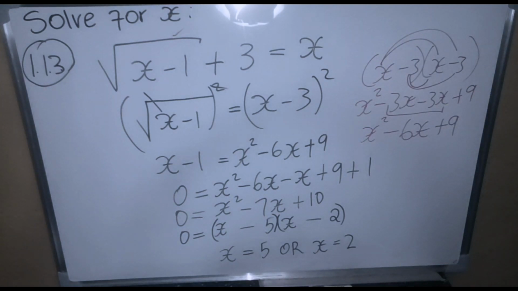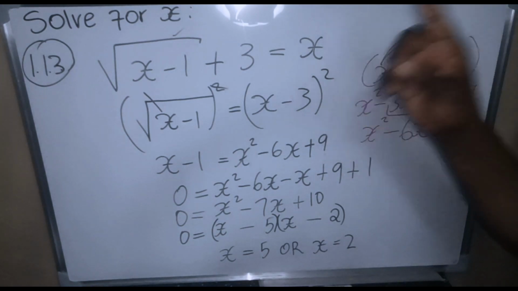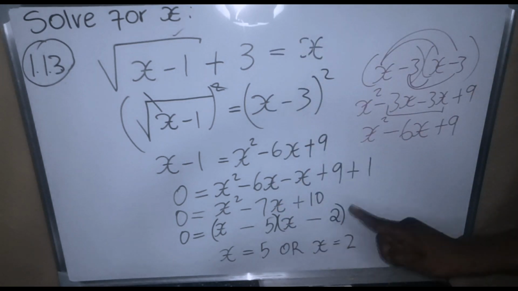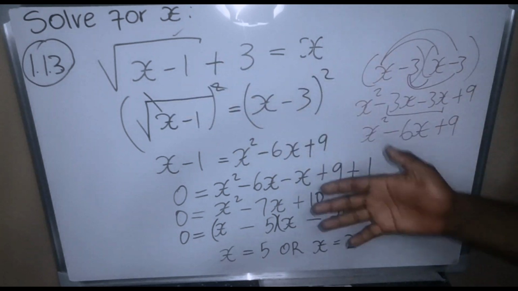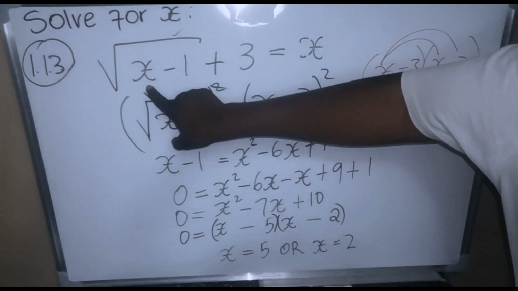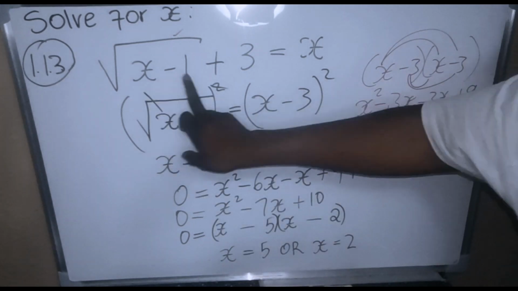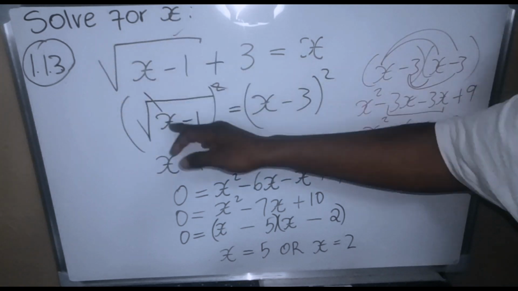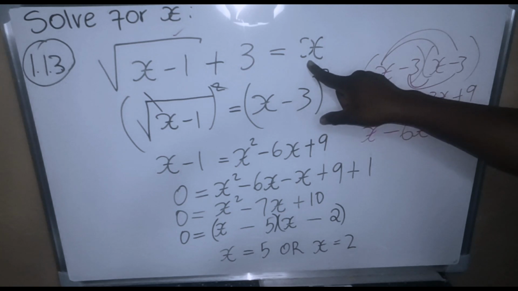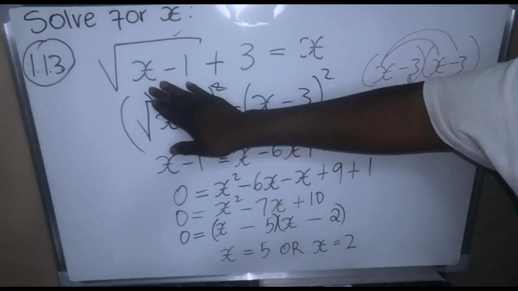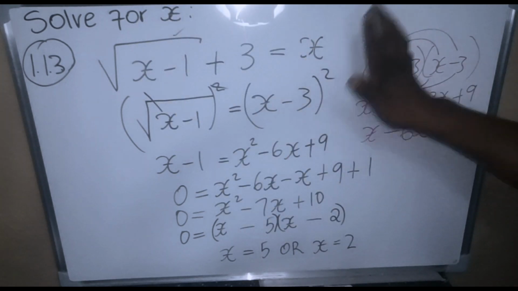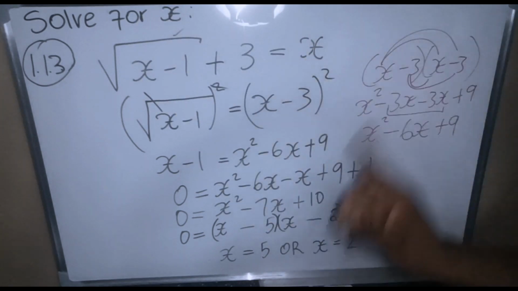Now, these are radicals. You need to make sure that you have only one solution in this case. Now, between this 5 and 2, you must substitute them where you see x and see if the left side is equal to the right side. When you put 5 where you see x, 5 minus 1 gives 4 here. The square root of 4 gives 2, then 2 plus 3 gives 5. Then when I put 5 where I see x on my right, it is 5. That means 5 is our answer.